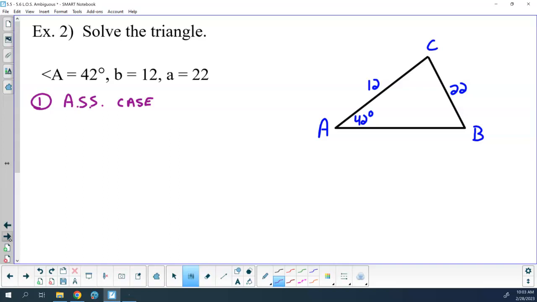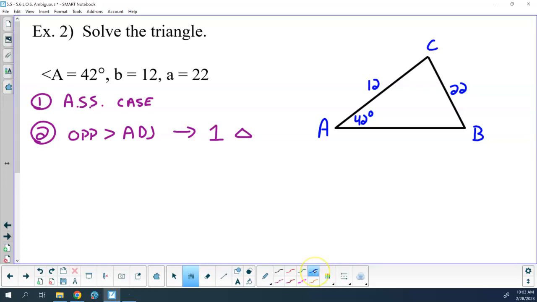Just one, right? So it's not the ambiguous case. Just one triangle got formed because we're dealing with the opposite side being bigger than the adjacent side. So that is our only triangle. Okay? Let's solve it now.